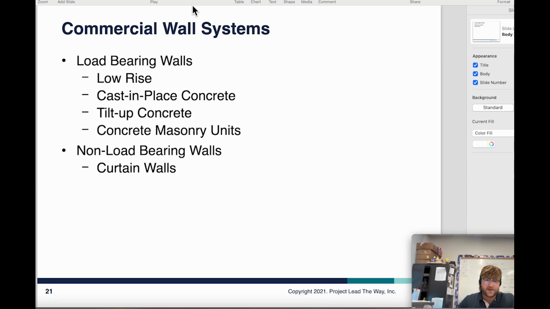And so in this video, we go through the commercial wall systems. We talked about those 2 main types. We have load-bearing walls, which are going to be walls that are supporting not only the weight of themselves, but also the weight of elements above it. Then we also talked about non-load-bearing walls, which are just going to be used to protect from the elements. And then also, it's only going to be able to carry its own weight.